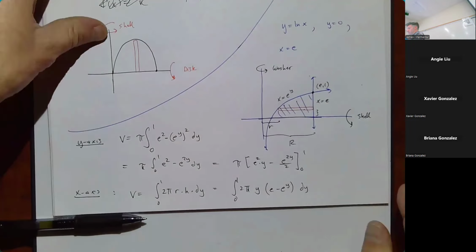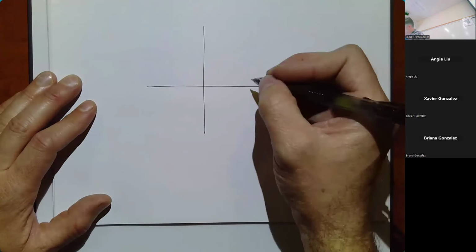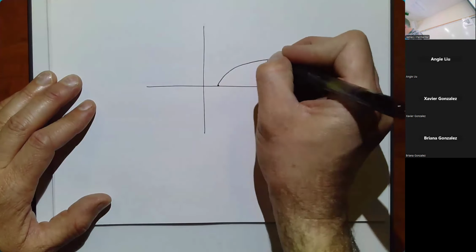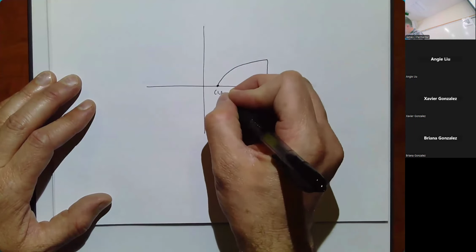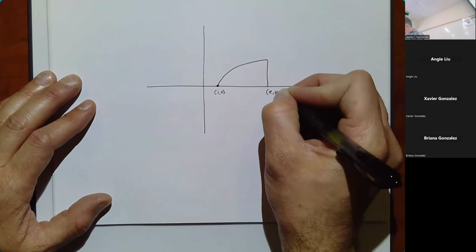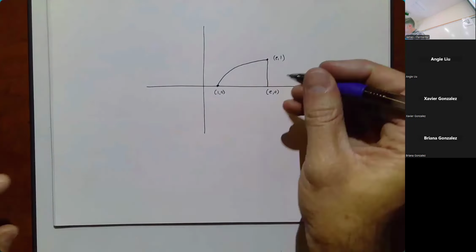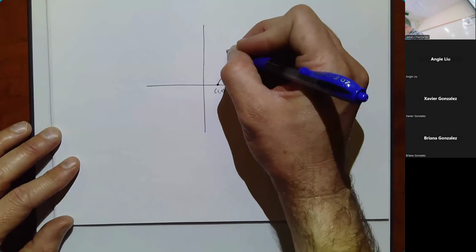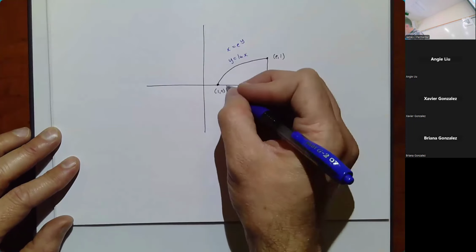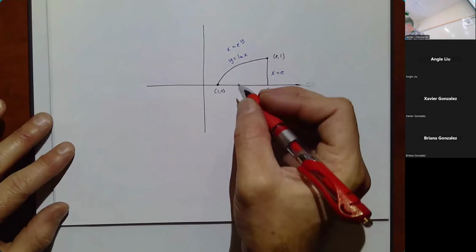Let me just draw this picture again. I'm just going to draw the region of interest. So here we've got the point 1, 0. We've got the point e, 0. Here's e, 1. Here's the graph x equal to e. Here's y equals natural log of x, or x equal to e to the y. And down here is y equal to 0. And I chose a horizontal strip.